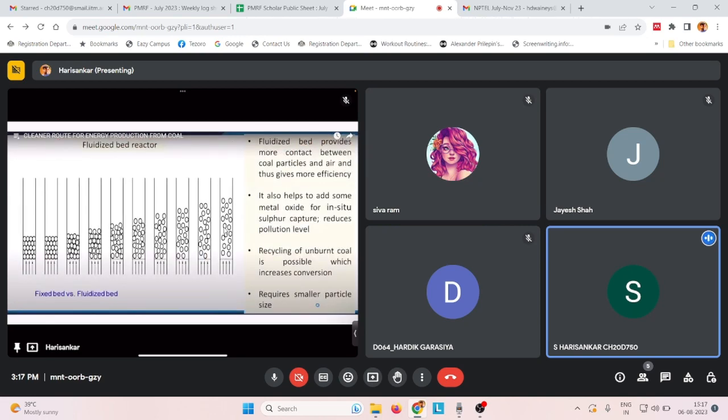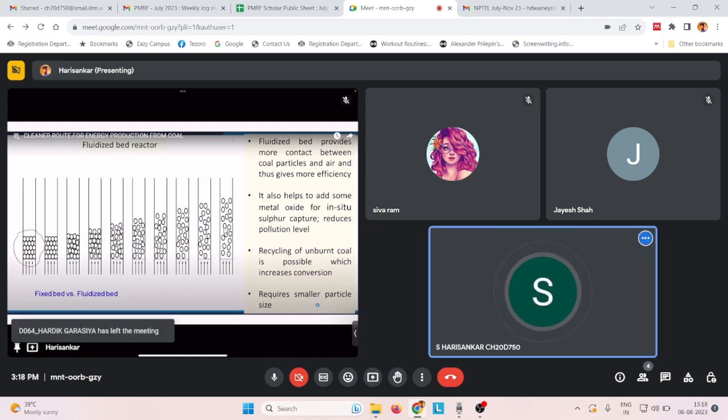In all these processes you usually have two types of reactors: a fluidized bed reactor as well as a fixed bed reactor. A fixed bed reactor is basically something like this. Here the packing will be fixed and you'll have a flow through this packing.